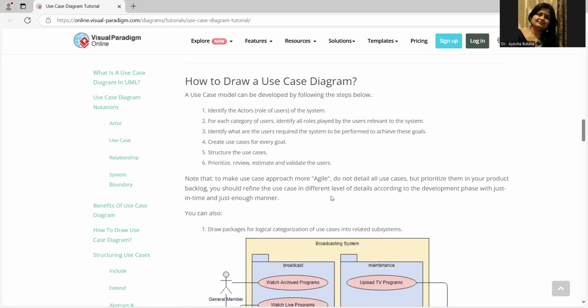So, not making it too theoretical. The next topic is how to draw a use case diagram. Here it specifies to create use cases for every goal. Obviously, every page is your goal for the customer, if you think about it deeply. So the simple mantra is to convert one page into one use case for the initial design.